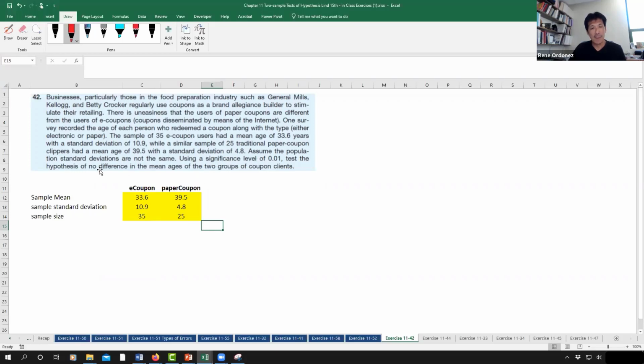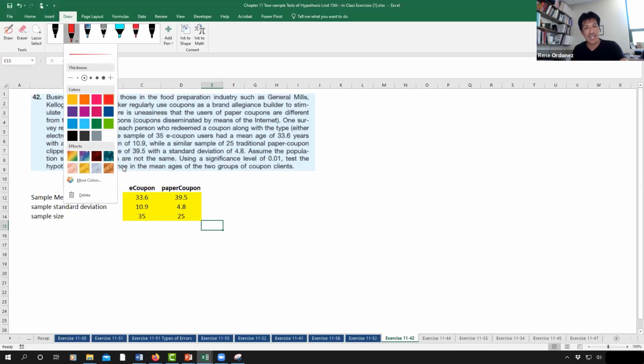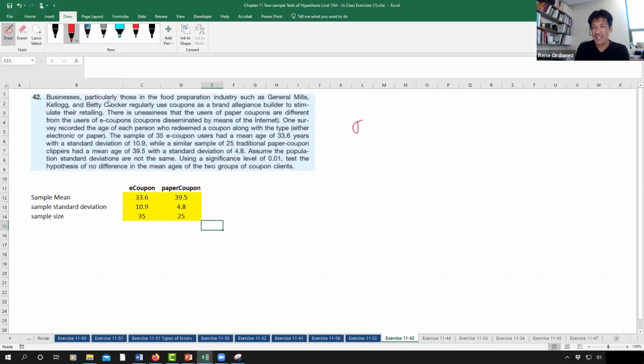Assume the population standard deviations are not the same. So essentially, the problem is telling us that sigma squared 1, if we say this is 1, this is 2, is not equal to sigma squared 2, okay?